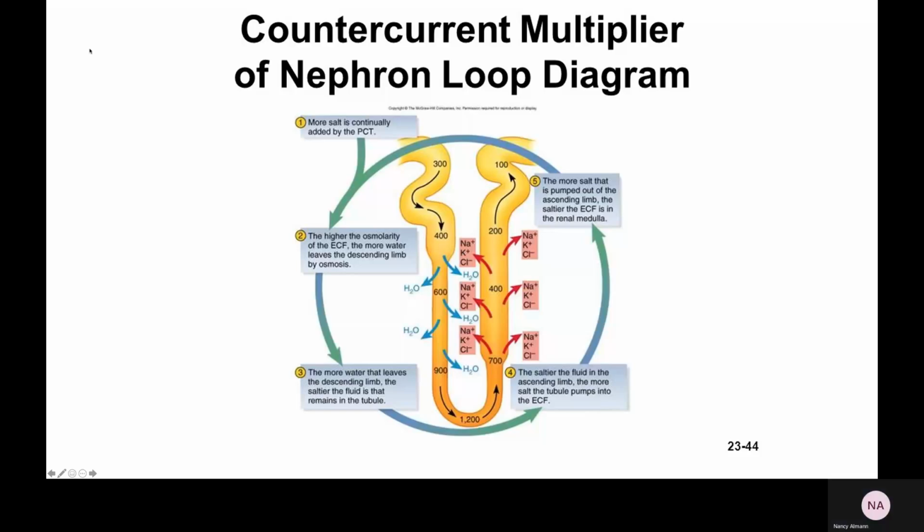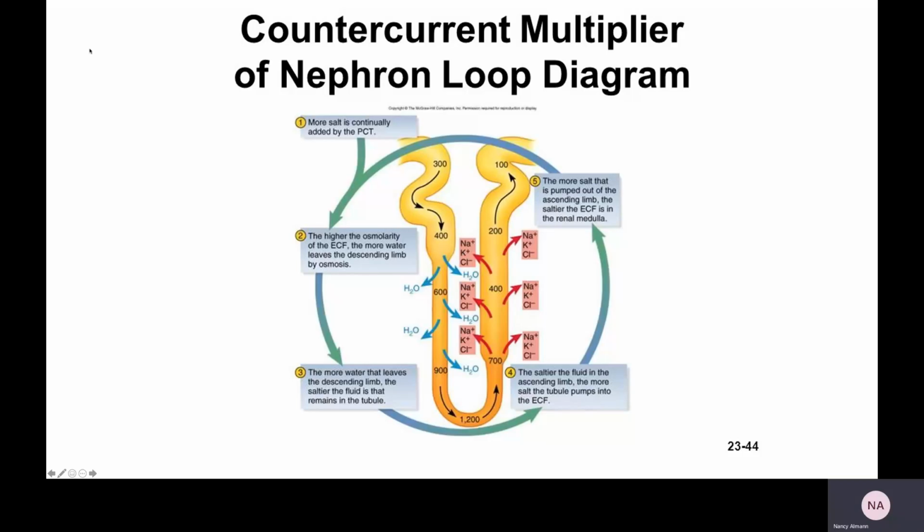So sodium will end up becoming more concentrated in the ascending limb, and we know that we're always striving for equal concentrations on either side of a membrane. So more sodium will leave. When the sodium leaves, water leaves. More sodium will leave, more water will leave.